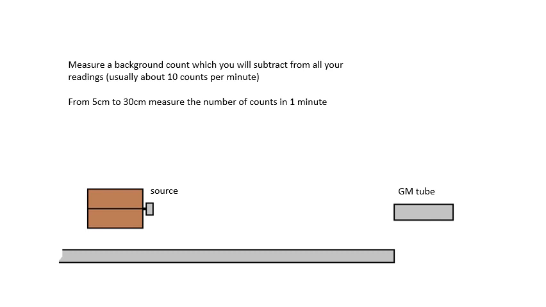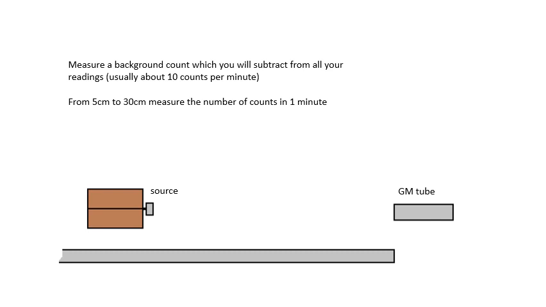Then I would suggest put your source in some kind of a holder. I actually use the box that the source comes in as a holder, and it's nice and snug, and you can move it backwards and forwards and change the distance. Go from 5 centimeters to about 30 centimeters. More than 30 centimeters, you'll find that the radiation has probably spread out too much for you to get any meaningful reading. I would say from 5 to 30, maybe 5 centimeters at a time, measure the number of counts in 1 minute. So it's counts per minute that we are measuring.